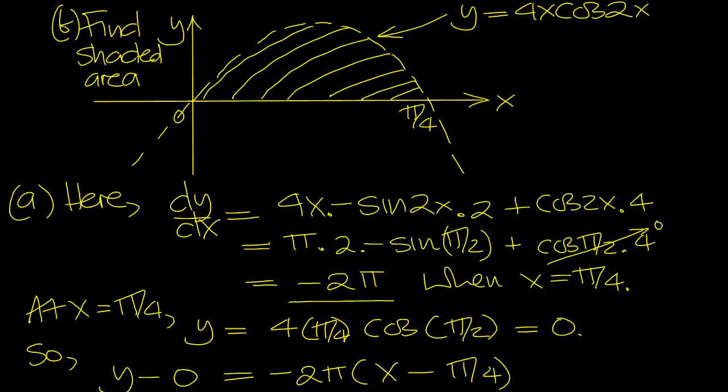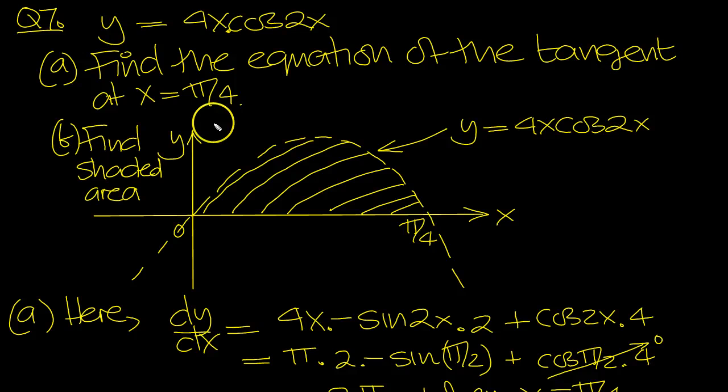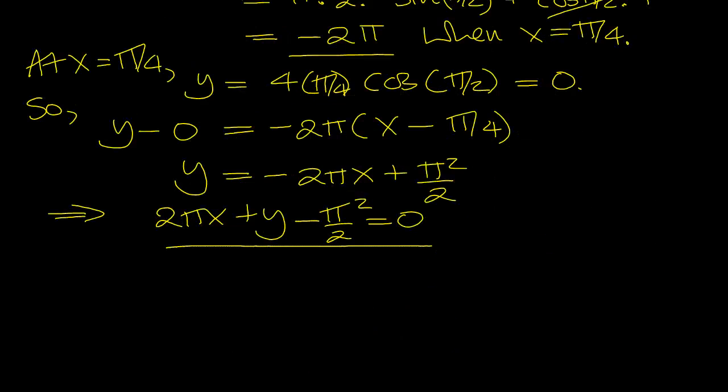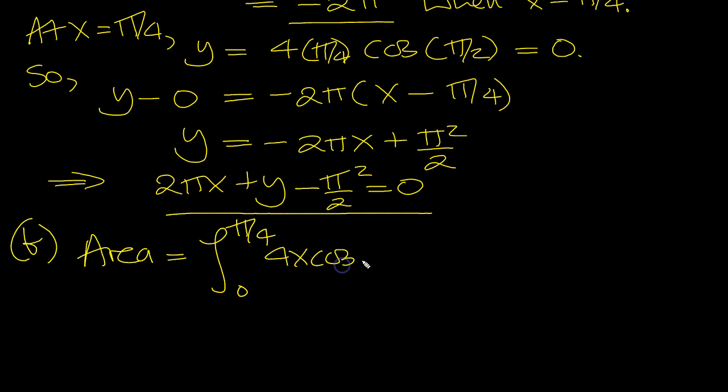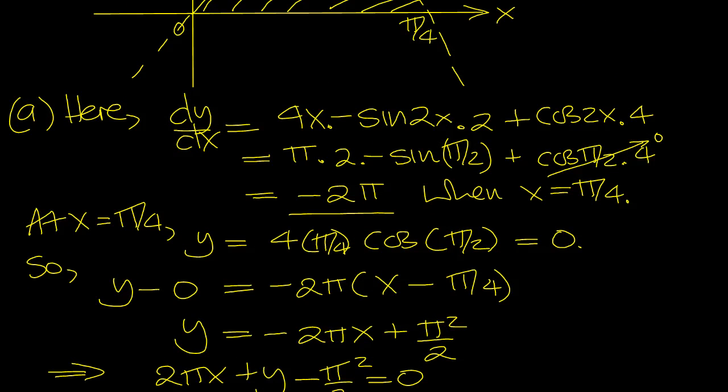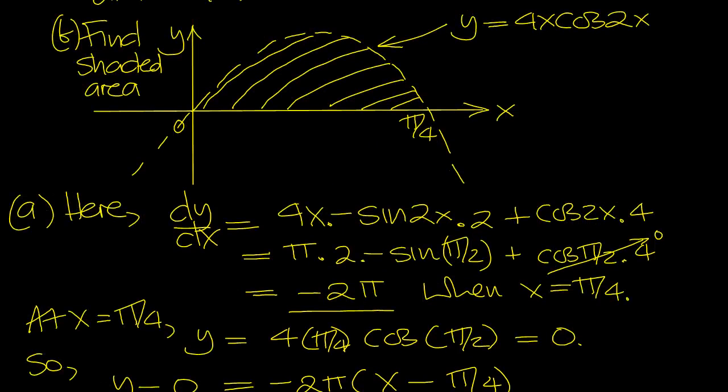Exactly. So that's that. Find the shaded area. It said use parts in the question, didn't it? So between 0 and pi over 4. So the area is equal to the integral between 0 and pi over 4 of y dx, which is 4x cosine 2x dx. Let's just remind ourselves that we've got the function written down correctly. 4x cos 2x here, so that's fine.